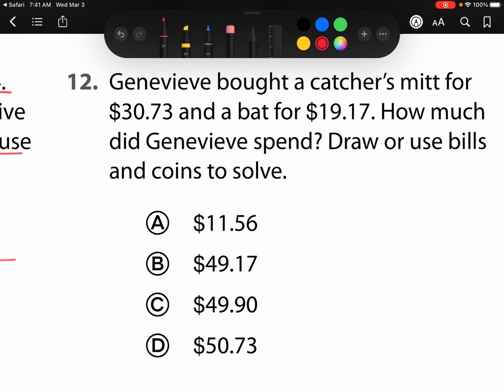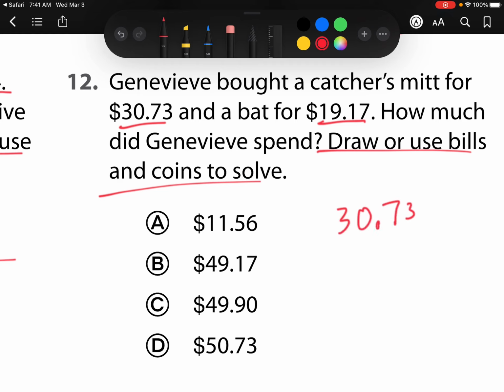Genevieve, I hope I said that right, bought a catcher's mitt for $30.73 and a bat for $19.17. How much did he spend? Draw or use bills and coins to solve. Again, since this was your SBAC, because your Common Core assessments are like your SBAC test, it doesn't know if you're going to draw or use coins. So we're just going to stack them up.